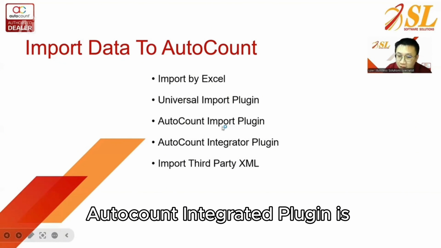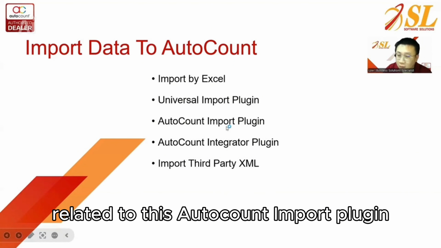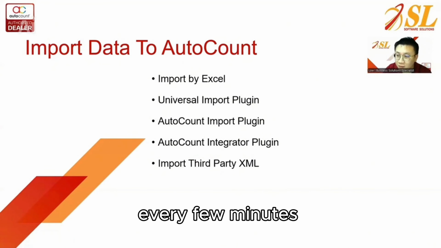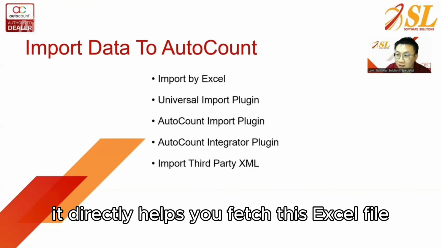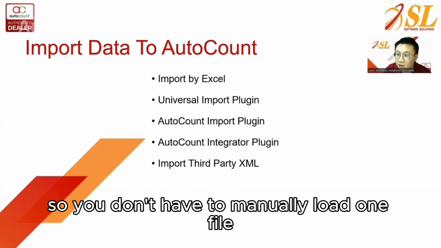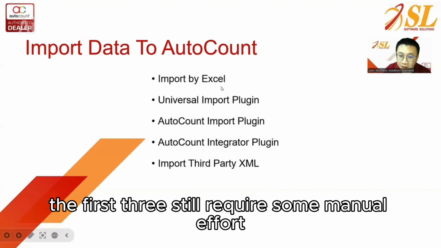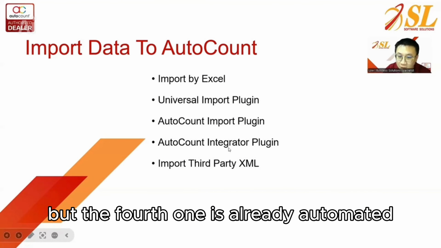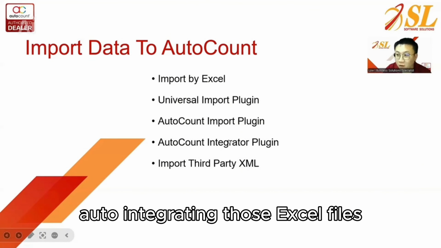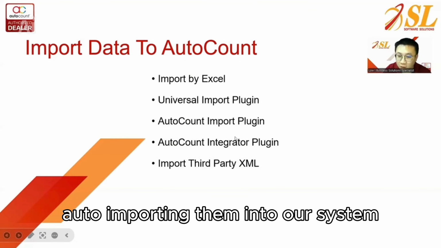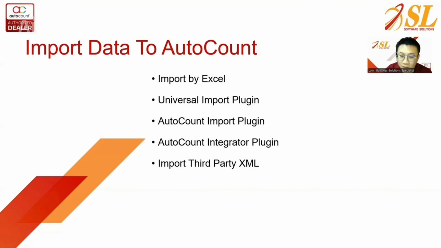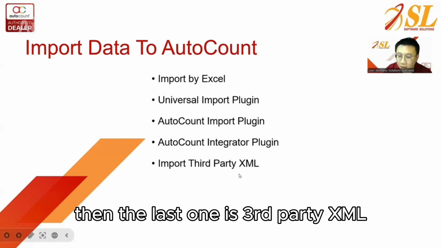The AutoCount integrator plugin is related to this AutoCount import plugin. It can be set to run every few minutes. It directly helps you fetch this Excel file or CSV file, so you don't have to manually load one file at a time into our program. The first 3 still require some manual effort, but the fourth one is already automated, auto-integrating those Excel files and auto-importing them into our system. Then the last one is third-party XML.